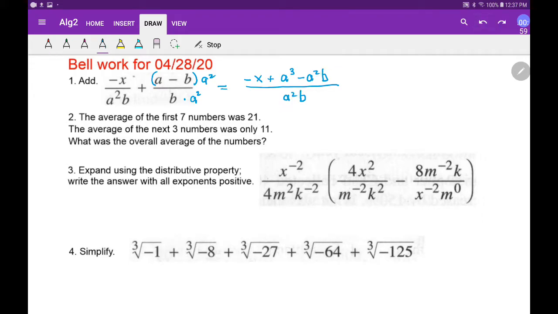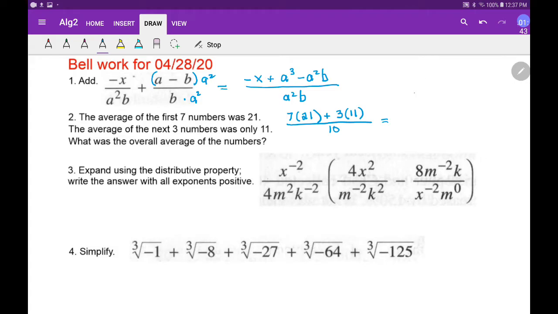Okay, let's see here. The average of the first 7 numbers was 21. So there's 7 numbers, and I don't know what they are, but I know that their average was 21, so I know what the total is. It's 7 times 21. And the average of the next 3 numbers was only 11. And I don't know what those numbers are either. But I know if I multiply those 3 numbers times their average, I'll get the total of those 3 numbers. And then if I add those together, right? And then I'll divide by the total numbers that I have, which is 10. And there's the overall average.